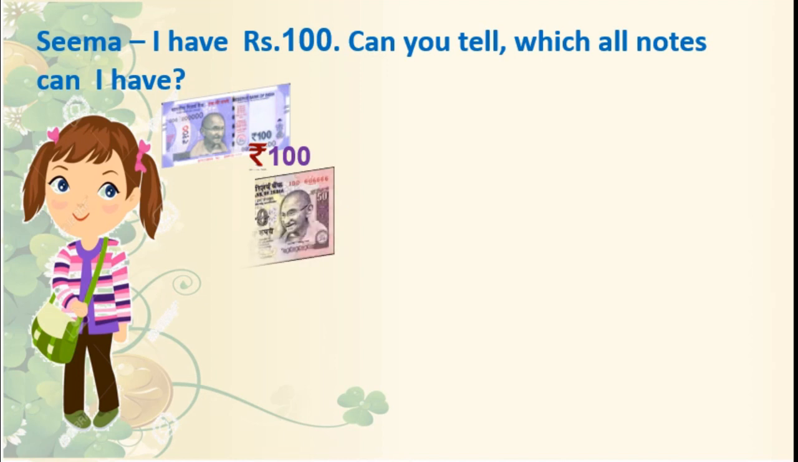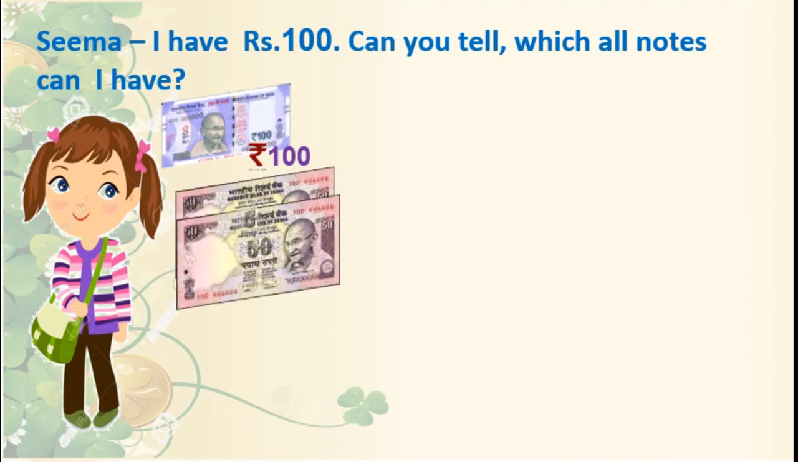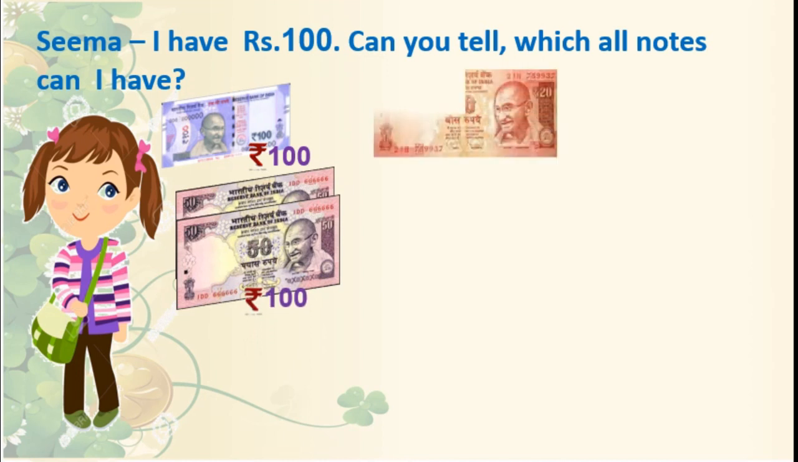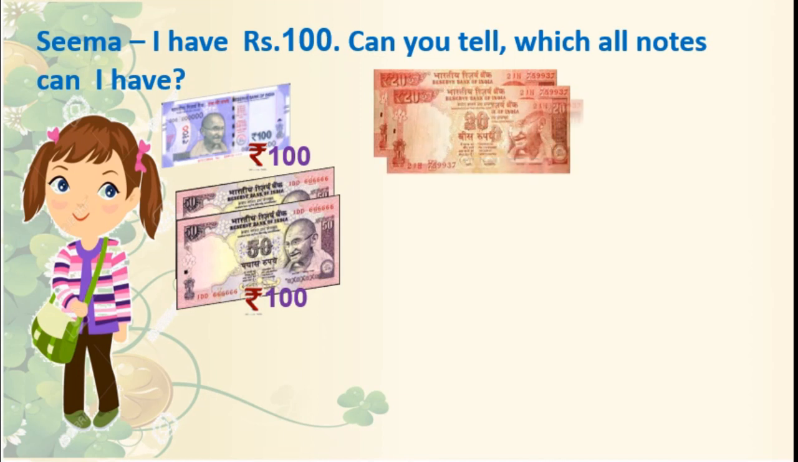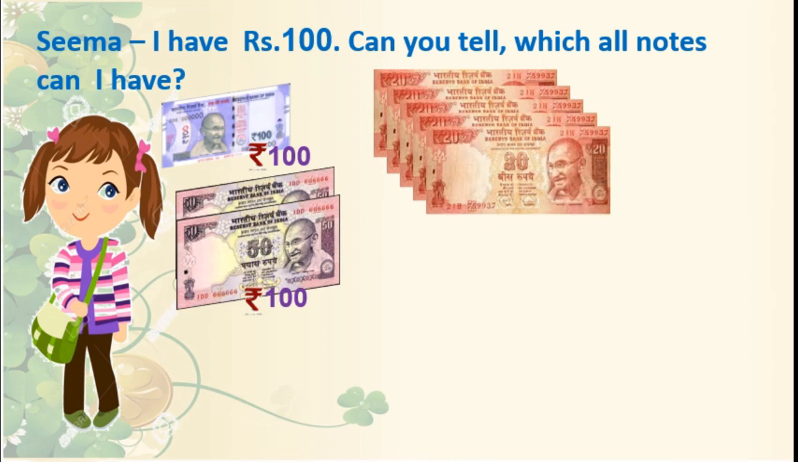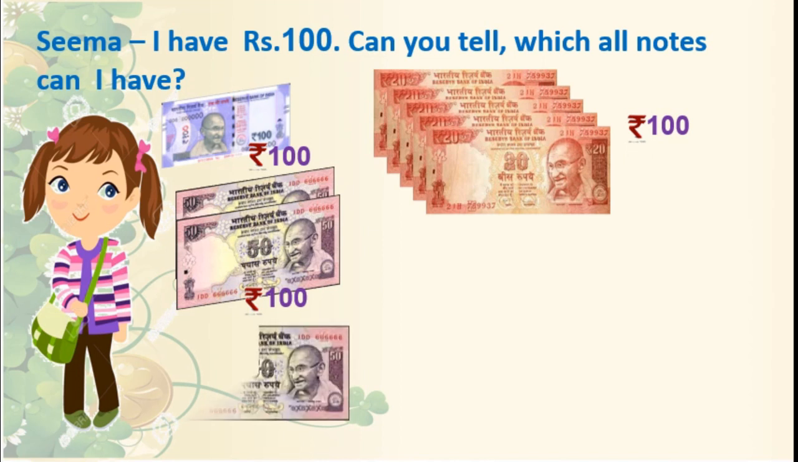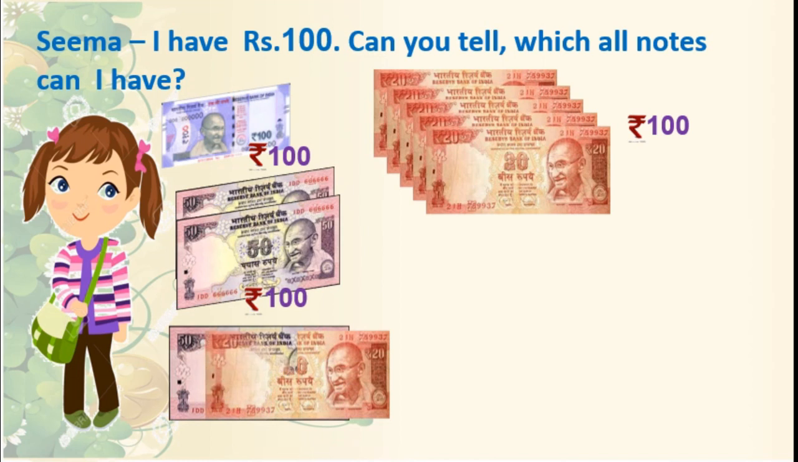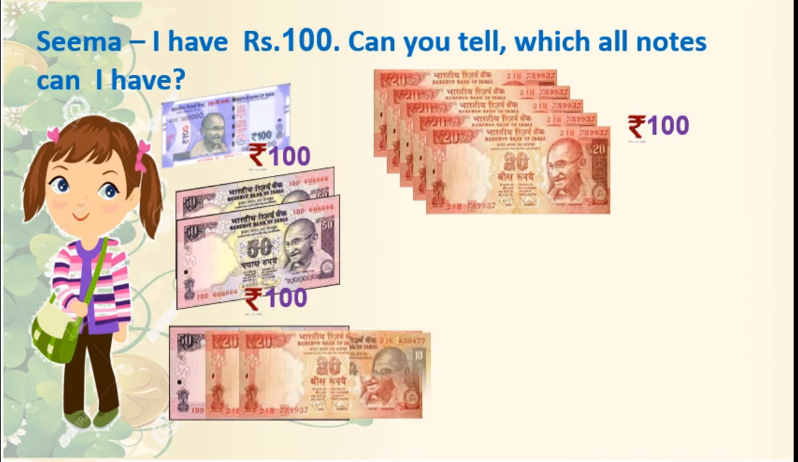Okay, one time 50 rupees, 2 notes. Yes, that also became rupees 100. Now 20 rupees, 1 note, 2 notes, 3, 4 and 5. Isn't it? That also became rupees 100. Next, 50 rupees 1 note, 20 rupees 1 note, 20 rupees another and 10 rupees. 50 plus 20 is 70, plus 20 means 90, plus 10 that is 100.